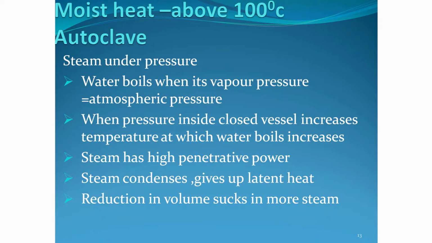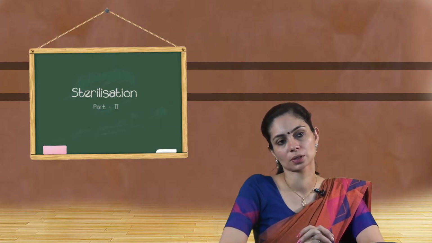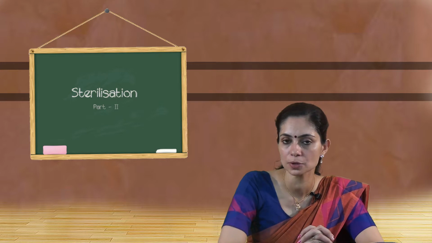Coming to the last technique under moist heat method of sterilization, this is above 100 degrees Celsius and the method is autoclaving. Autoclaving is done in an instrument called an autoclave, which is one of the most commonly seen instruments used in hospitals, labs or other places where sterilization is required. The principle of autoclave is that steam under pressure has high penetrating power. It works like a pressure cooker.